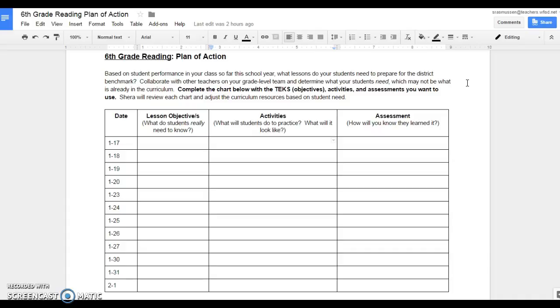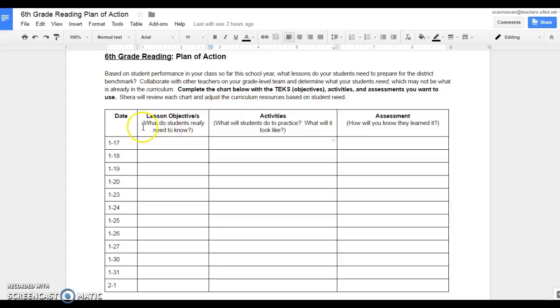Are they struggling with poetry? Are they struggling with fiction? Are they struggling with expository text? What have they really had trouble with? Have they had trouble with vocabulary questions? What has been your assessment of them so far this year in terms of what they really need some extra instruction on? So I'd like you to complete the chart with the objective.